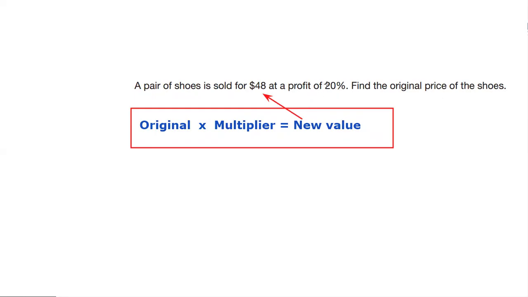And a profit means what? It means increase. It means the multiplier should be an increase of 20%. And they need us to find the original value. So first thing, we have to find the multiplier. A 20% increase, how do you find multipliers?